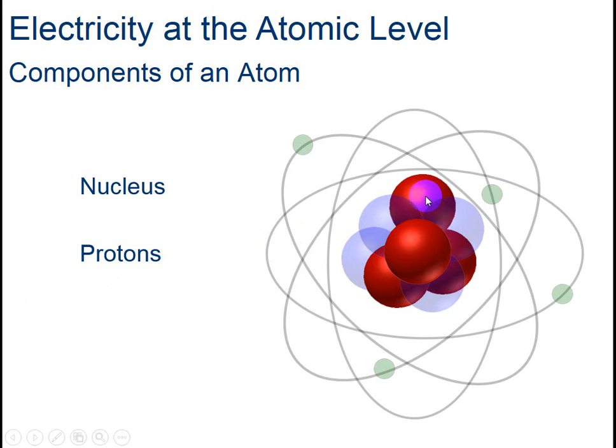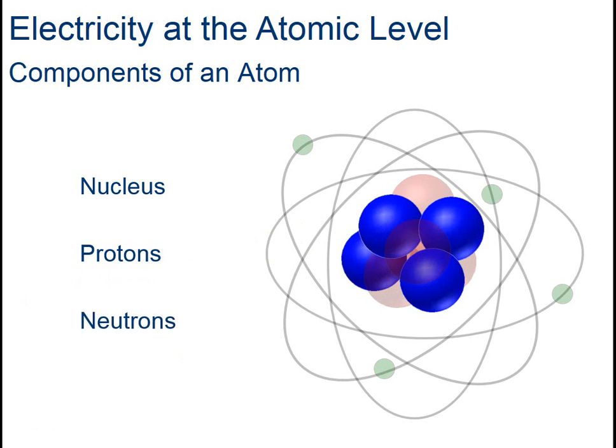You can see here there are 4 protons in this example. From the periodic table, the element with atomic number 4 is beryllium. Therefore, this model represents beryllium. Also inside the nucleus are the neutrons, the uncharged atomic particles.